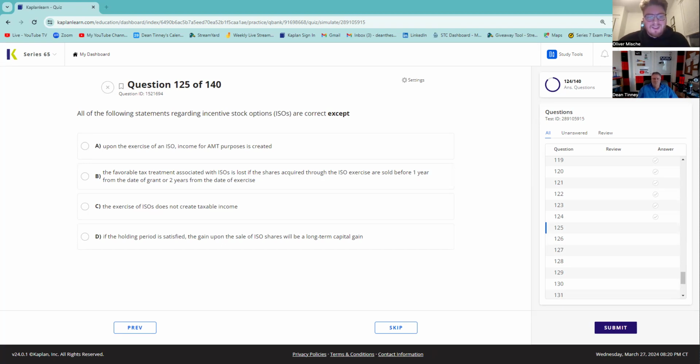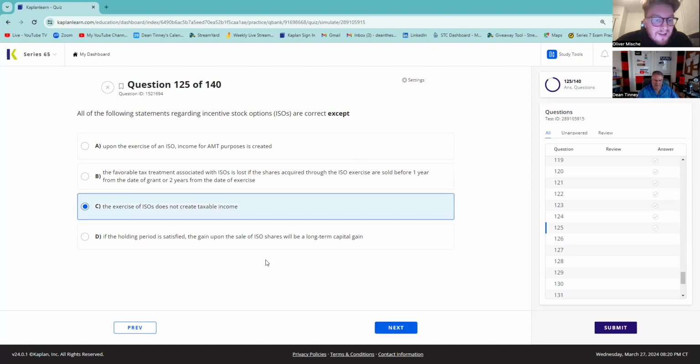Oh, C? You missed it. It does create taxable income, a lot of it. The answer is B. Wait, all these are correct except. Yeah, you missed the except. The favorable tax treatment associated with an incentive stock option is lost if the shares acquired are sold before 1 year from the date of the grant or 2 years from the date of exercise. That's not truthful. A is, C is, and D is, right? It depends on whether they're qualified or not.